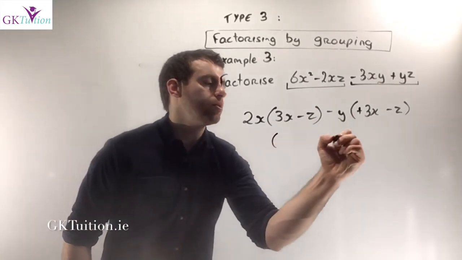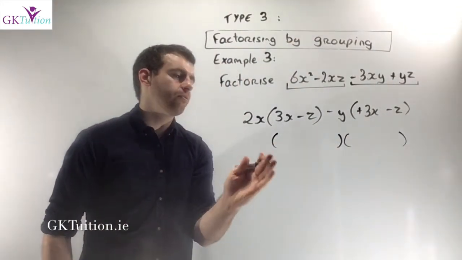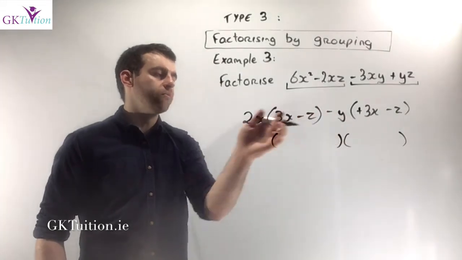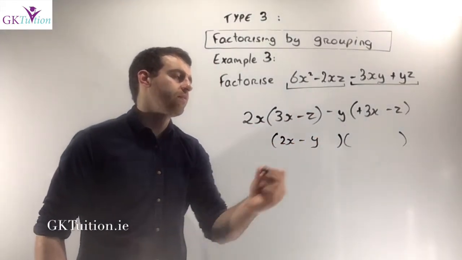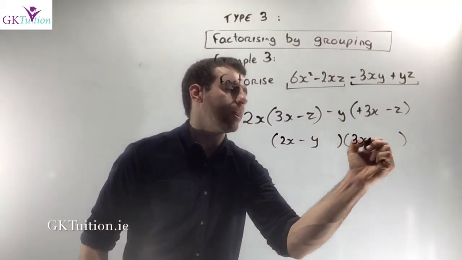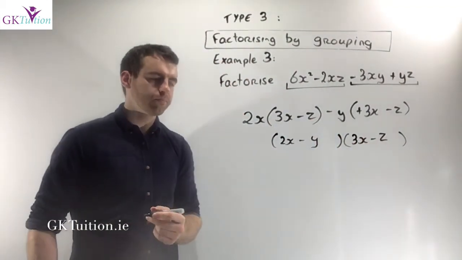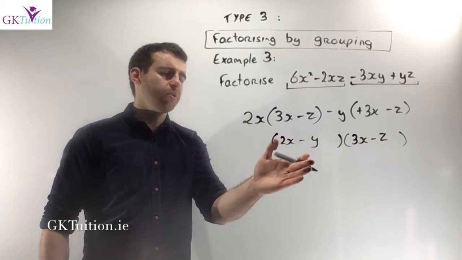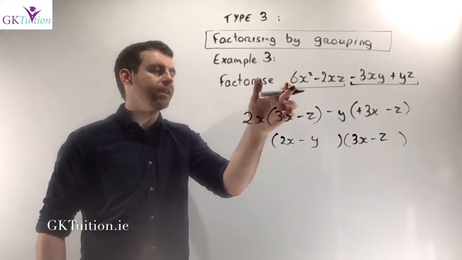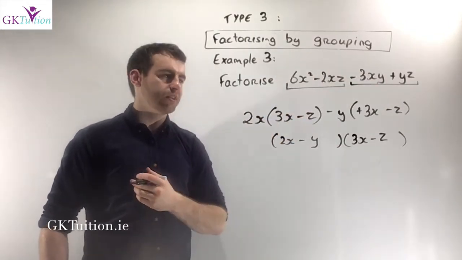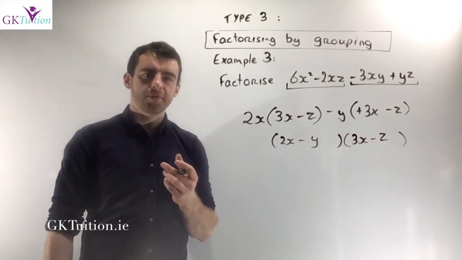And my final answer will be the two factors. The first factor can be just the terms in front of the brackets. It can be 2x minus y. The second factor is just whatever is already in the brackets, which is 3x minus z. If you multiply 2x minus y by 3x minus z, you would end up back where you started with these four terms together. So that's the third type of factorising.